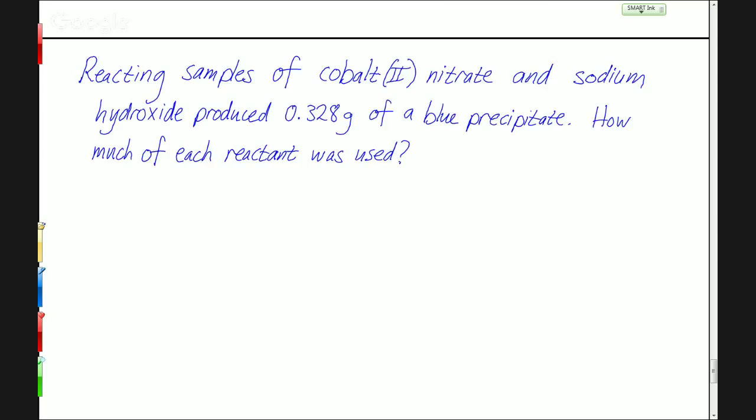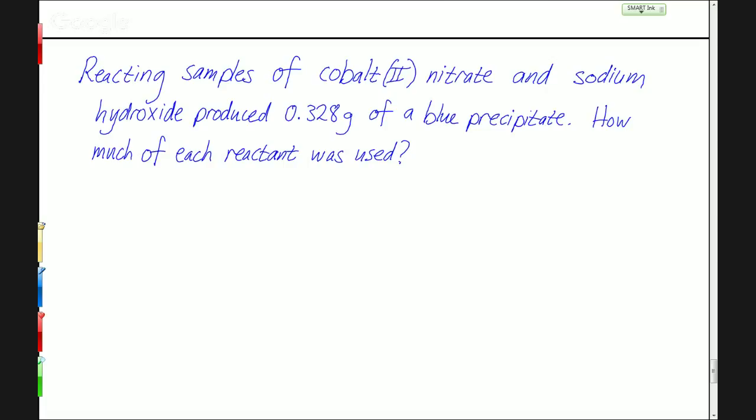Yeah, you recognize that this is a double replacement reaction. You've got two ionic compounds, so they're going to switch partners. The positive ion is going to go with the other negative, and the negative goes with the positive. So give that a try. See if you can come up with a balanced equation and a solution for how much of each reactant is used. So first the balanced equation, and then go from there.